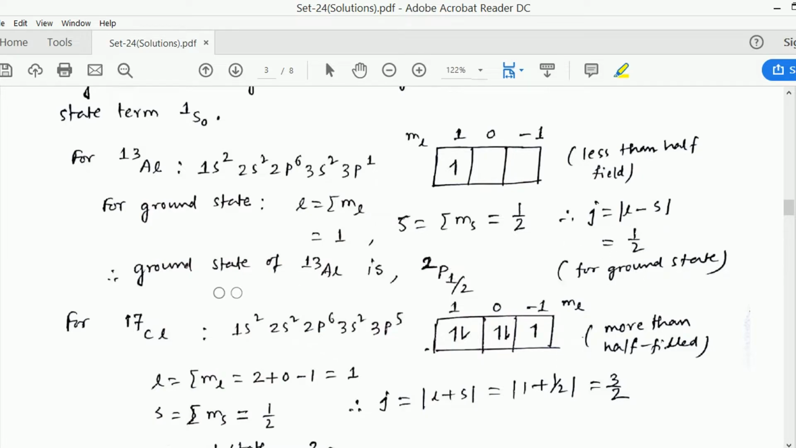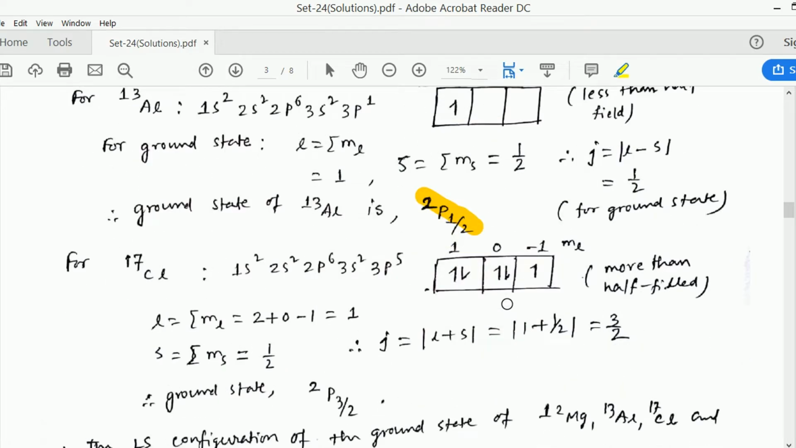So the ground state for 13 aluminium is, here you put the multiplicity. Now S equals half, so 2S plus 1 means 2 into half plus 1, which is 2, and L here is 1, so it's P, and for J you put the value half. So this is the ground state for 13 aluminium. In the same way we calculate it for 17 chlorine, but in the last subshell it has 5 electrons.